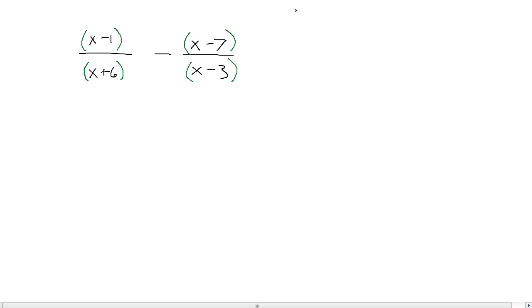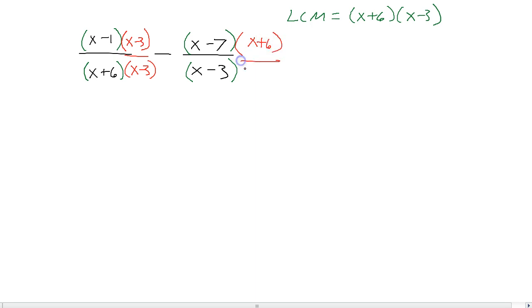Now, my LCM, I'm going to write it over here. The first fraction tells me I need an x plus 6. The second fraction tells me I need an x minus 3. So when I come over here and write them down, I'm going to write down what's missing, and I have to write the same thing top and bottom. Over for this one, I've got to put an x plus 6 over an x plus 6.